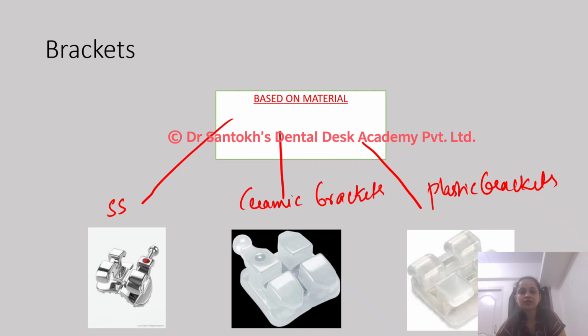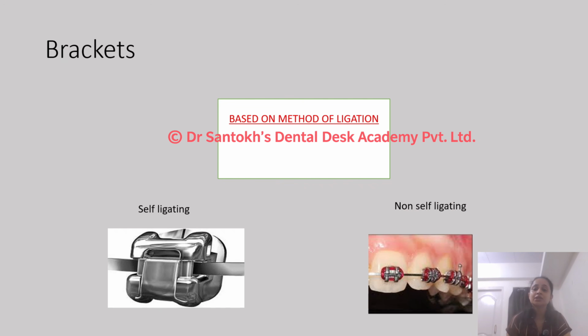Next, coming to the method of ligation. It can be either self-ligating or non-self-ligating. What does this mean? As you can see in this diagram, this is a bracket and this is your arch wire. You are engaging this arch wire around the bracket with the help of an elastomeric rubber material to tie the arch wire onto the bracket slot. So these are the non-self-ligating brackets.